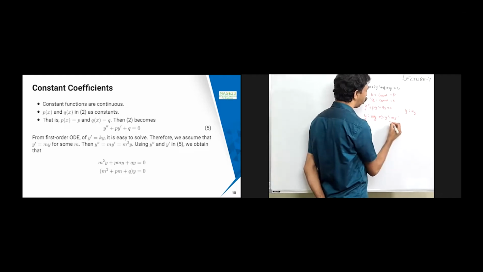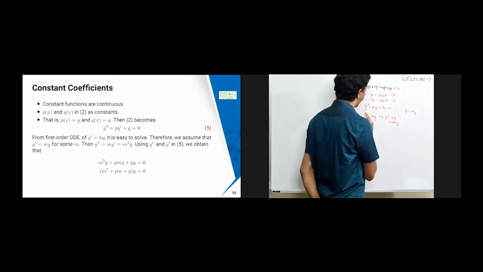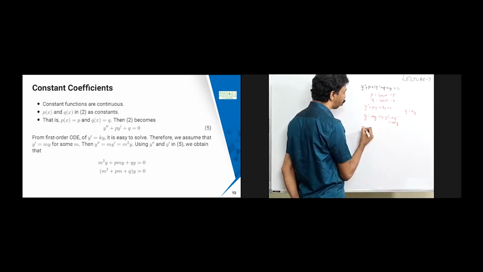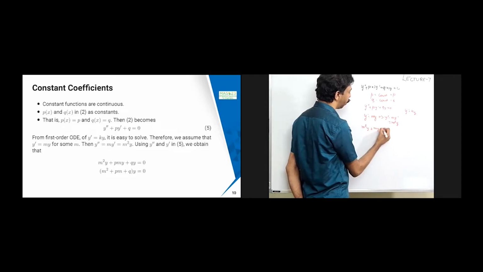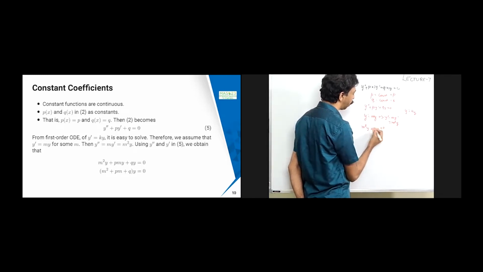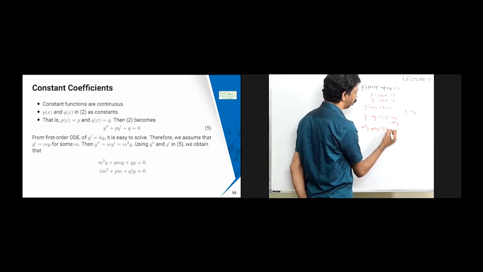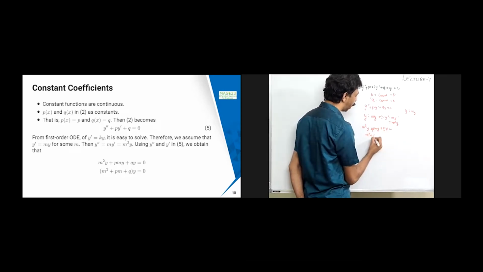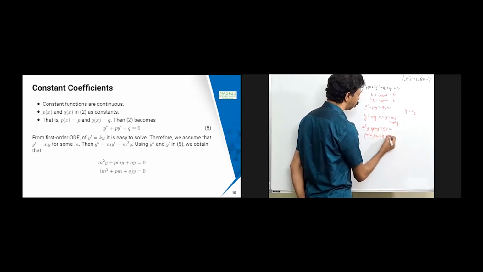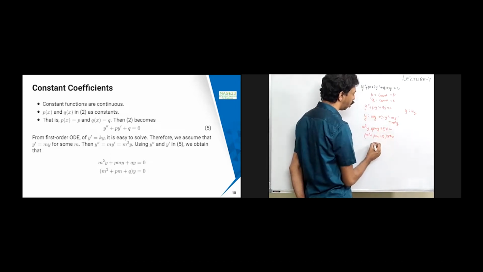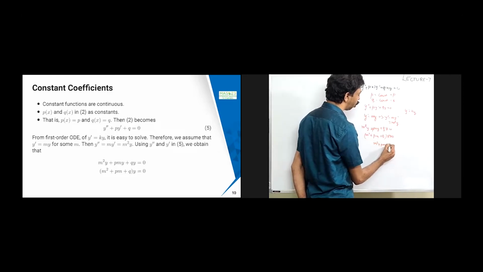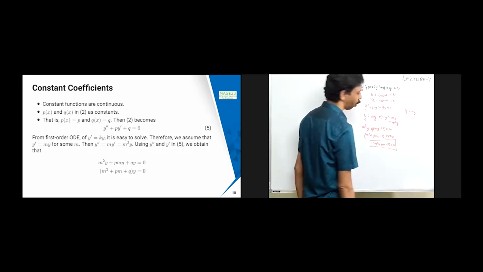But what is m y dash? y dash is again m y, therefore this becomes m square y. I can substitute it over here: m square y plus P y dash, which is P m y, plus q y equal to 0. So I can write this as m square plus p m plus q, into y, equal to 0. I want a non-trivial solution, therefore I assume y not equal to 0. Therefore you get m square plus p m plus q equal to 0. This equation is called the auxiliary equation.